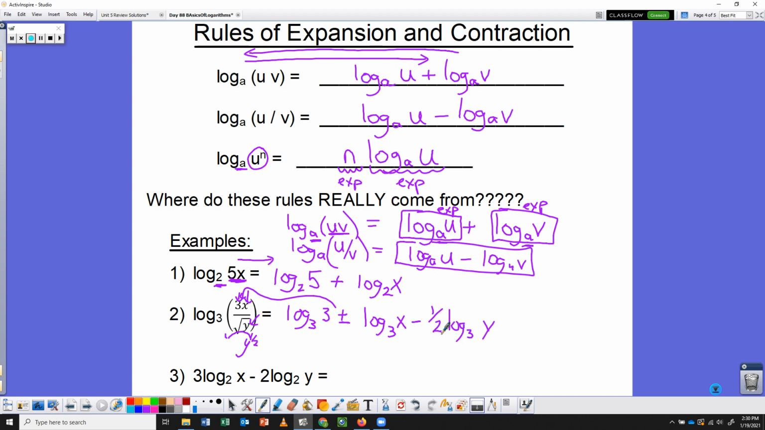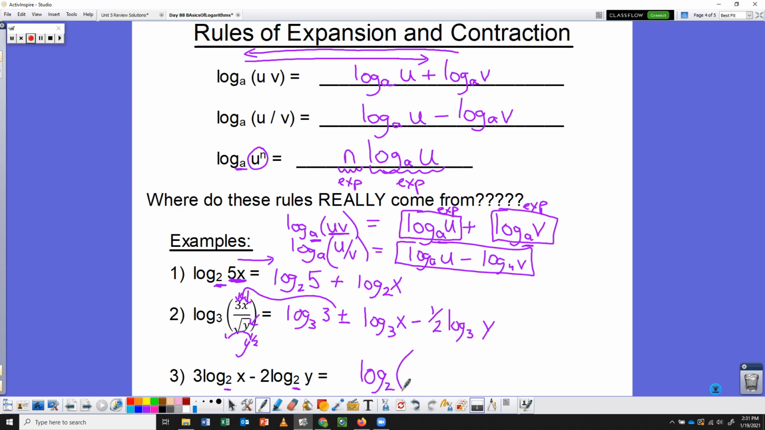All right, for the last one, we're going to be going the other way. This one is starting with multiple logarithms, and I'm going to try to do some contraction. In other words, I'm going to squeeze this all back together into one logarithm. As long as the logs all share the same base, which they do, they're both log base 2s, I should be able to turn this into one logarithm with a base of 2.